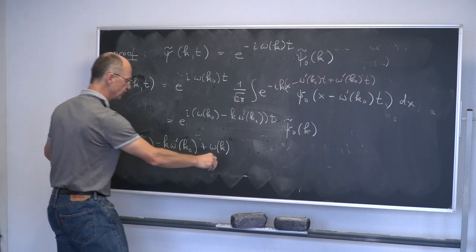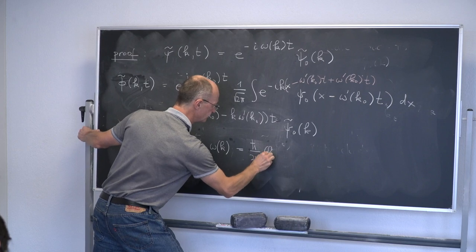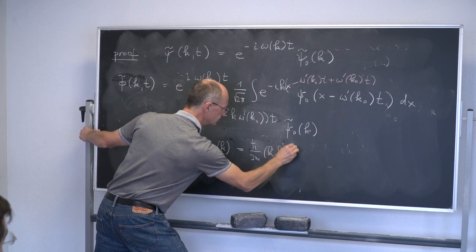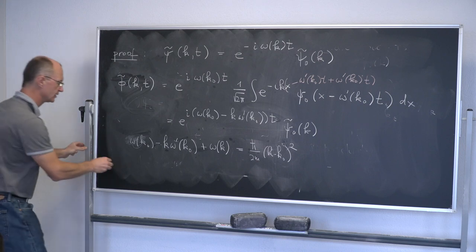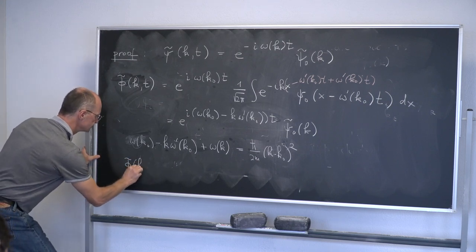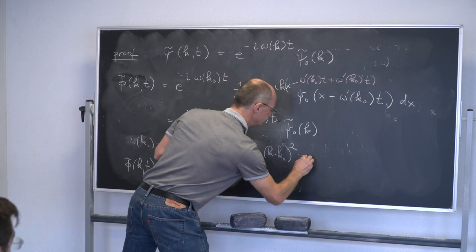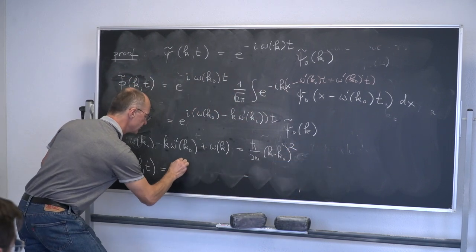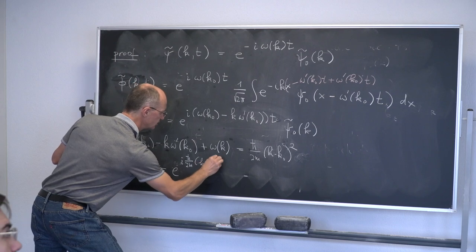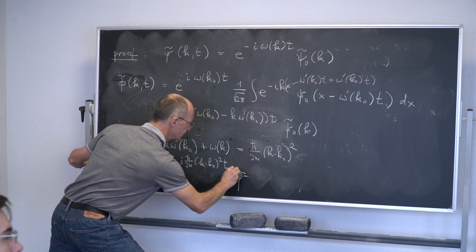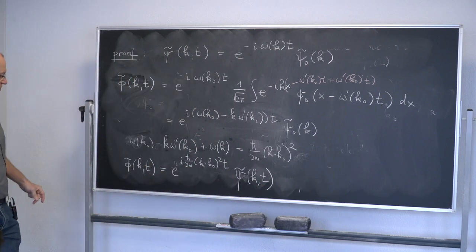Now, if you write it down, this will be h over 2m times k minus k naught squared. So that will be the difference between the phases. So phi tilde of k, t is h over 2m, k minus k naught squared, times t, times psi tilde of k, t.